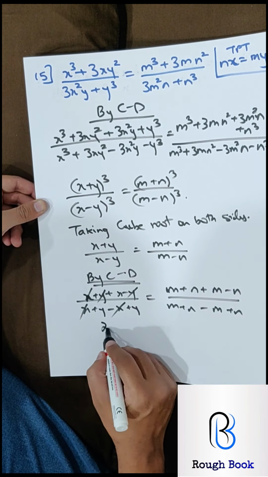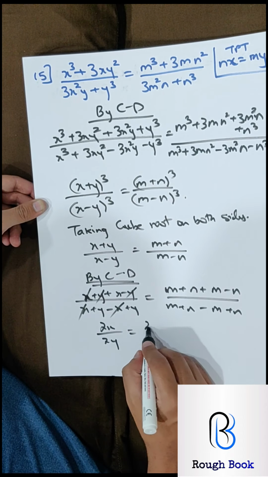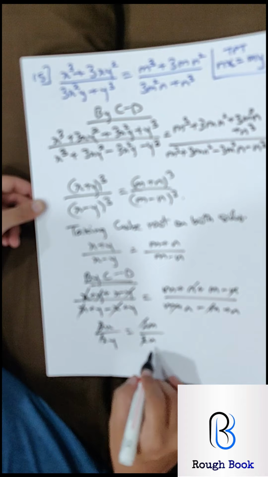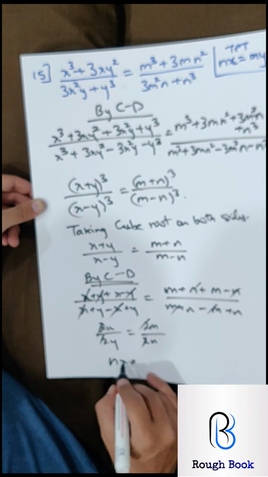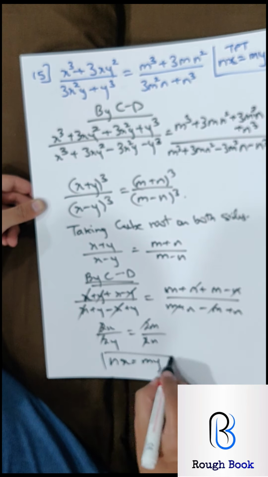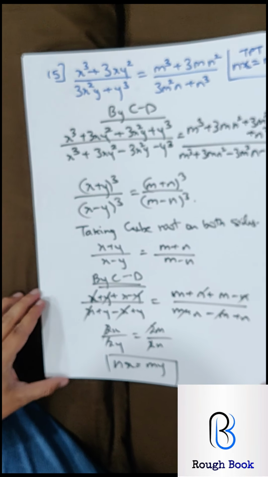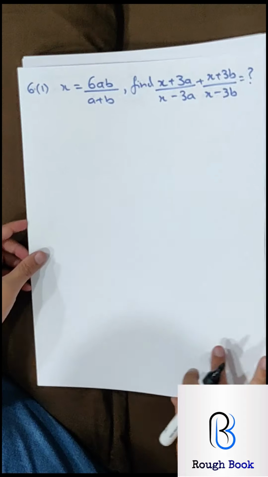So here I get 2x, 2y, 2m, 2n, this gets cancelled. 2 also getting cancelled, I cross multiply, nx equals my. Good question. You need to practice this, only then you will be able to do it so quickly.